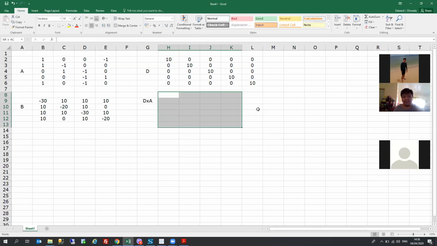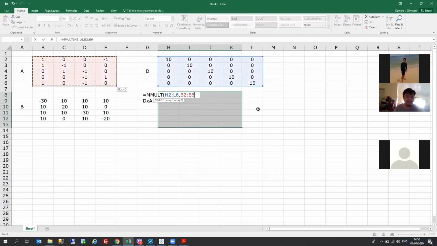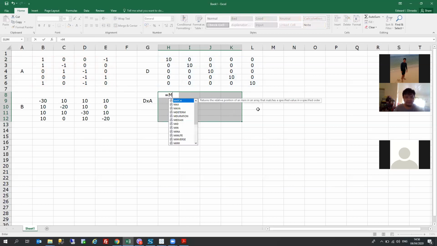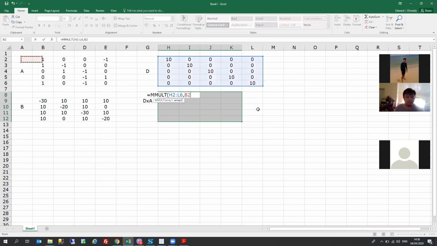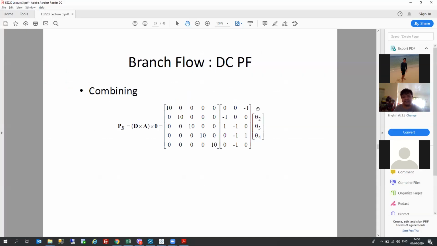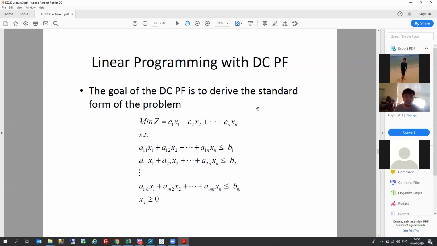So i-highlight natin itong 5 by 4. Then multiply, 5 by 5 times 5 by 4. Oh, sumobra pala. Yan. Ito na yung D times A natin, dito sa power flow equation for the branches. Okay. Now, linear programming with DC power flow.